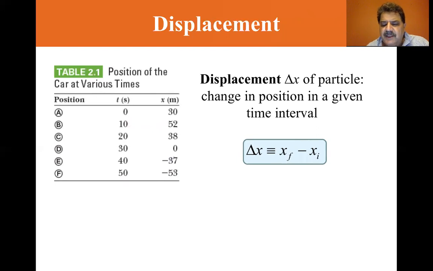From the equation, we can see that delta x is greater than 0, that is positive, if x final is greater than x initial, and delta x is negative, less than 0, if x final is less than x initial.